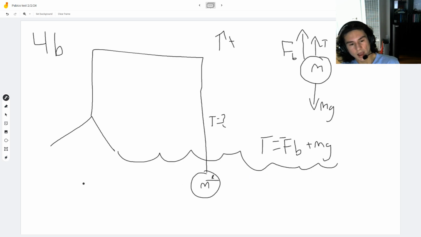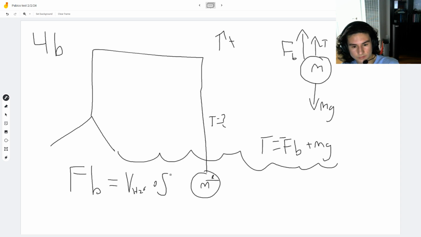You might be like, how do we calculate force of buoyancy? Well, force of buoyancy is the volume of water displaced, so the volume of this object, times the density of water, times gravity. And mg is just the mass times gravity. Oh, sorry, I forgot to multiply this by gravity. Now all we have to do is figure out the volume of our object, which is the same as the volume of water displaced because it's fully submerged.